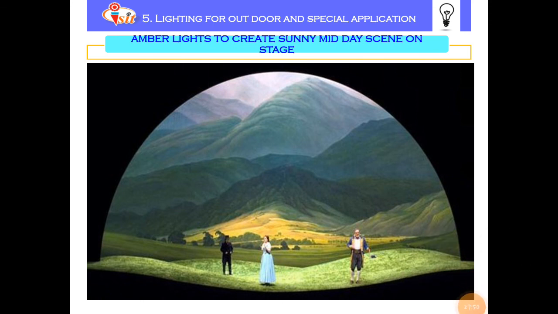So this is stage lighting as well as hospital lighting and decorative lighting. Today we stop over here.